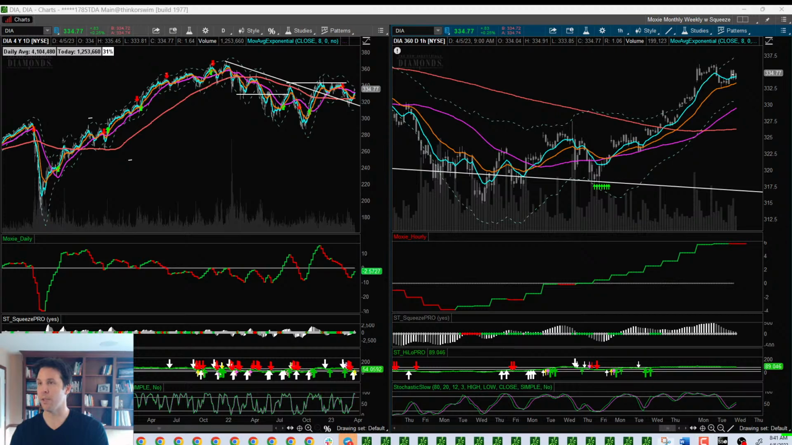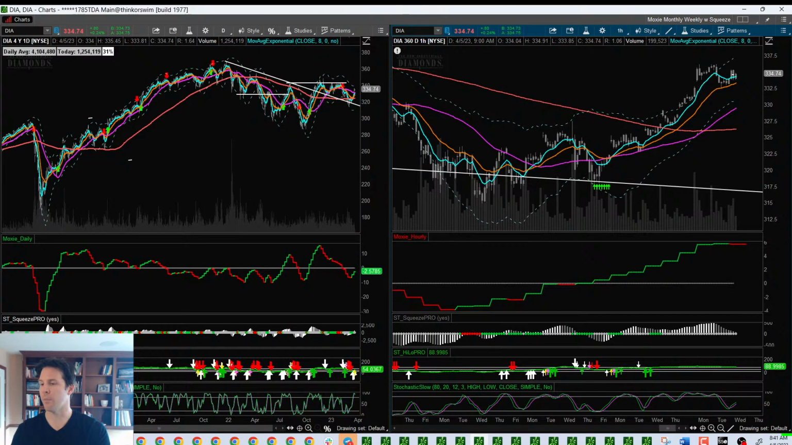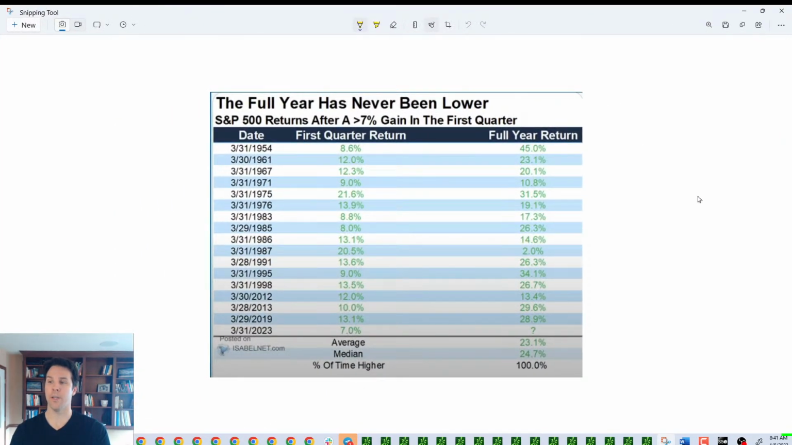And if you take a look at this, let's see, where is it? Sometimes my computer gets slow when I'm trying to run all these programs. There you go. Let's get that back up there. There was a statistic that just came out talking about when the S&P gains more than 7% in the first quarter, every time it has been higher a year later.